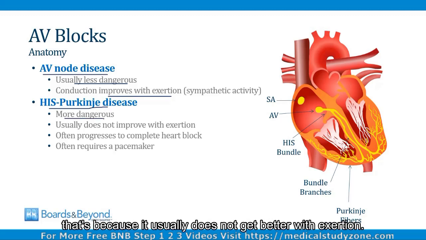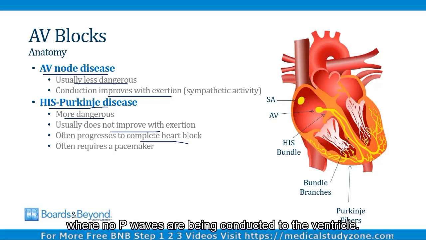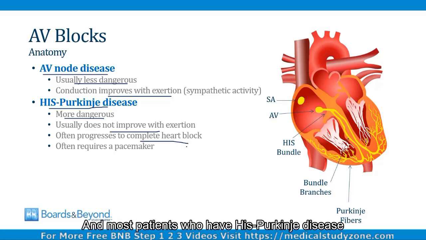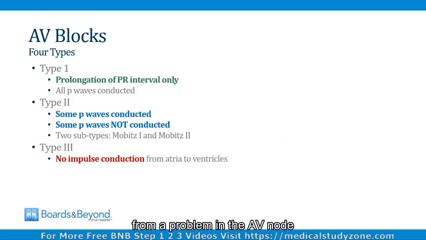That's because it usually does not get better with exertion, and it often progresses to complete heart block where no P waves are being conducted to the ventricle. And most patients who have His-Purkinje disease usually end up requiring a pacemaker. So how can you tell whether a patient has AV block from a problem in the AV node or from a problem in the His-Purkinje system?